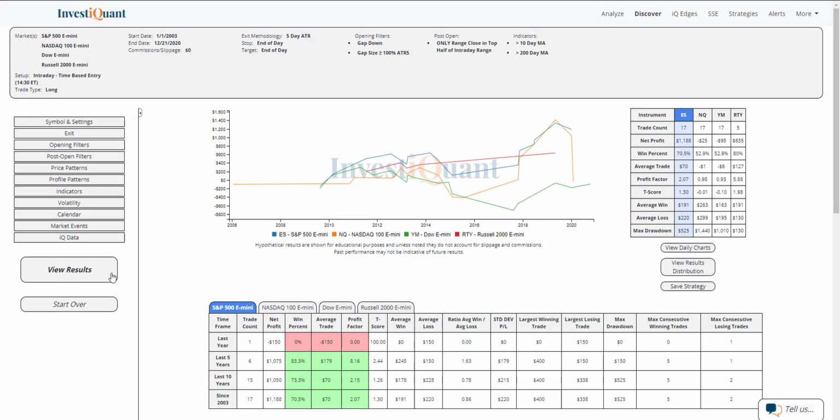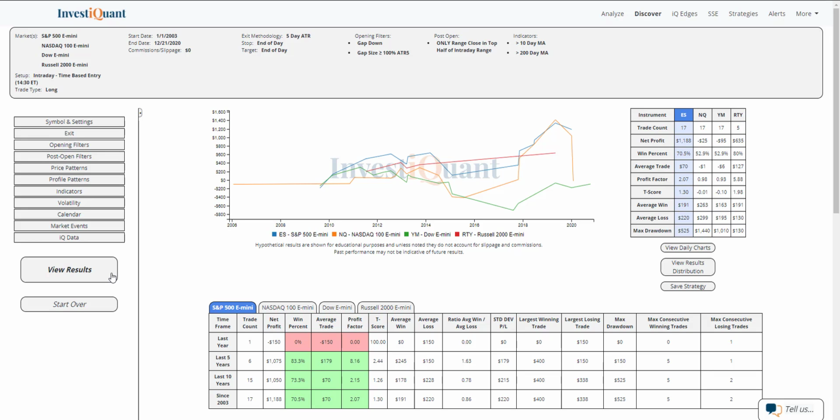And here we go. So these are the results of going long at 2:30 p.m. Eastern Time, exiting at the close, which is 4:15 p.m. Eastern Time, when you get the sizable down gap, which I'm defining as at least 100% of the average true range over the past 5 days. And you are trading in the top half of the range at 2:30 p.m. Eastern Time. This has taken place in a bullish market environment, which I've defined as above a 10 and above a 200-day simple moving average.